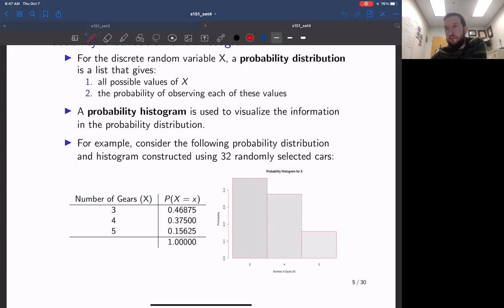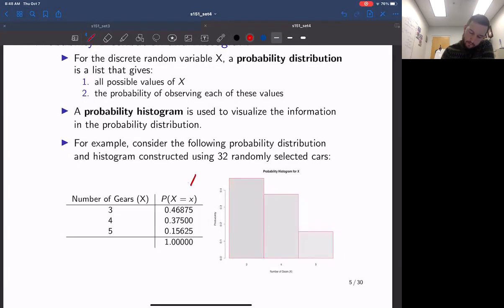The probability associated with picking a car that has 3 gears is 0.46875. The probability associated with picking a car that has 4 gears is 0.375. And the probability associated with picking a car with 5 gears is 0.15625, which gives us a total of 1, right? So our probability notation, an illustration of that, is given in the second column. Here we can see the probability of capital X being equal to one of the possible outcomes within this particular experiment. So P of X equal to 3 is 0.46875.